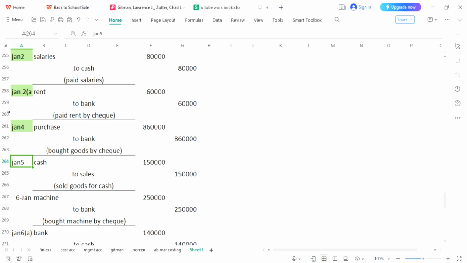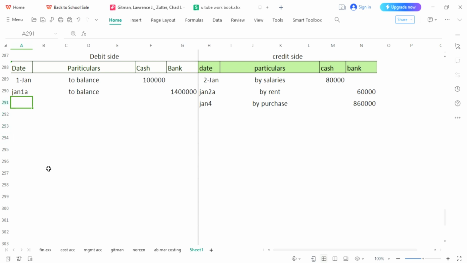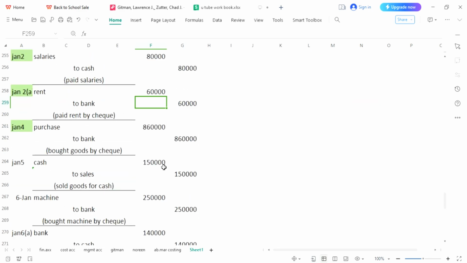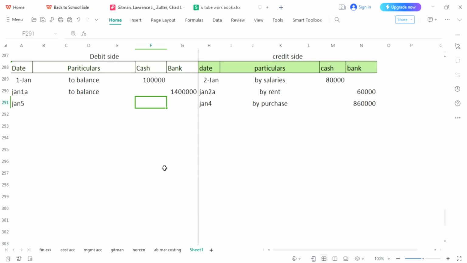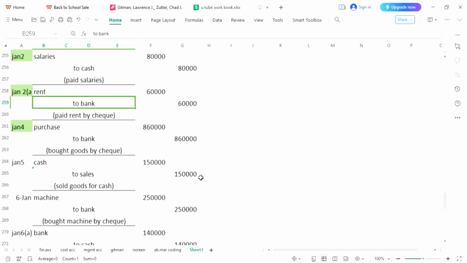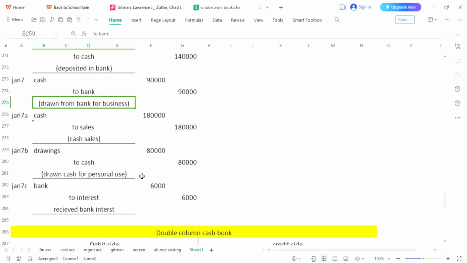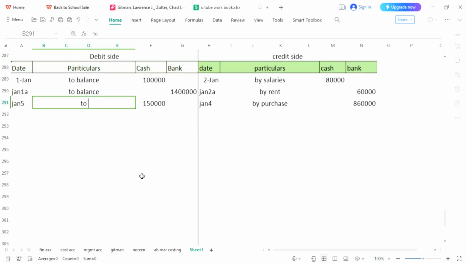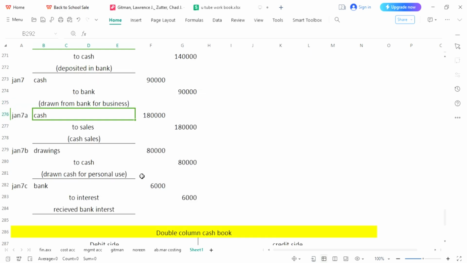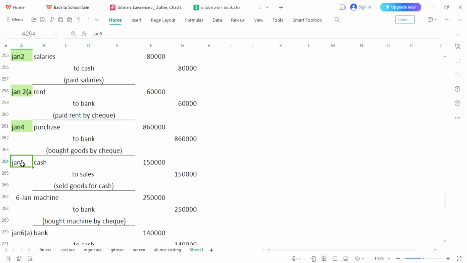Now January 5, you can see that cash is debited. Write down the date first, and cash is written on debit side, 150,000. So just write down 150,000. It's time to see the reference of January 5. Sale is written on the opposite side, so you will mention sales. January 5 is also completed. Let's mark it as it has been done.